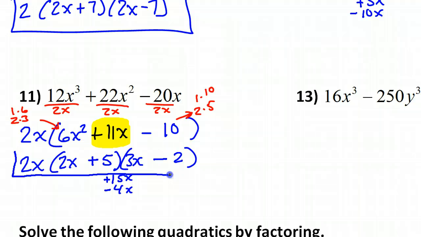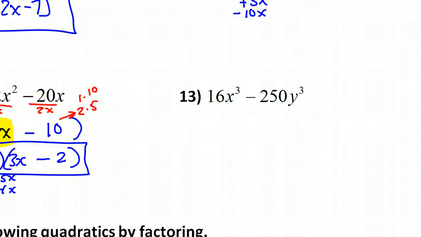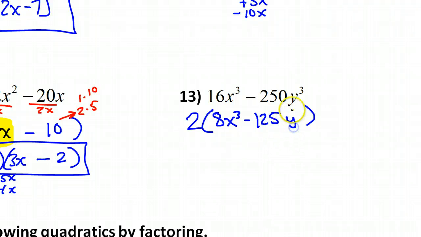Okay. Number 13. GCF. Always look for the common factor first. These are both even, so I know at the very least they're both divisible by 2. So I'm going to pull out a 2. That's going to leave 8x to the third power minus 125y to the third power. Now, hopefully you recognize this as the difference of two perfect cubes.